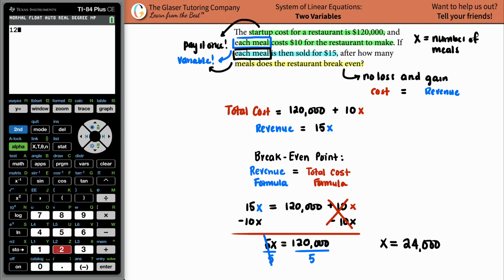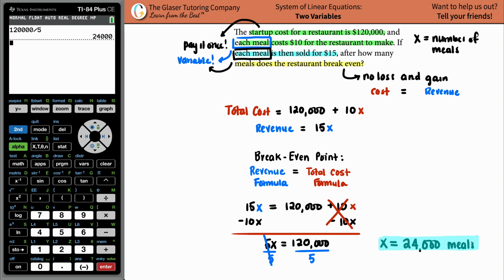You could always triple check on the calculator, but it's always good to keep that brain strong. Let's see. 120,000 divided by 5. 24,000. Beautiful. And then this is 24,000 meals. That's a crazy amount of meals. Mainly because they're only selling for $5 more than what they have to purchase it at.